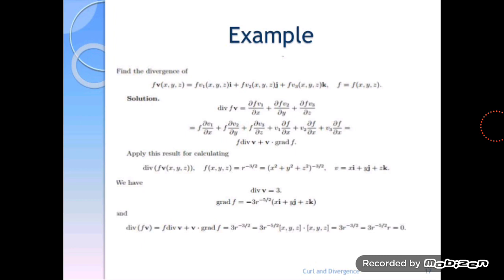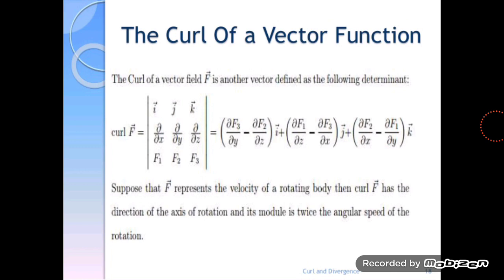These are the examples which are the assignment for you. Please note down these assignments and submit them within 3 days on my mail. The discussion of curl will be given in the next lecture.